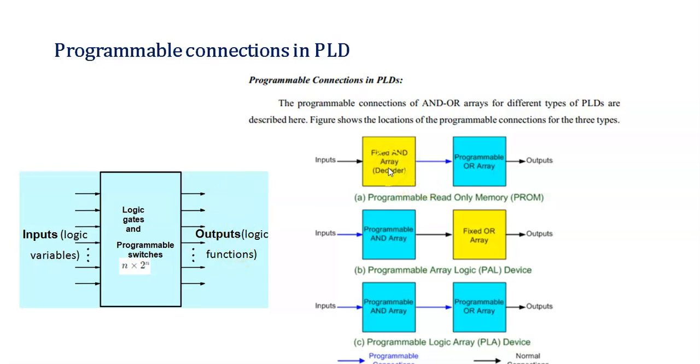Here you are able to see the AND array and OR array. Something is written: this is programmable, this is fixed, this is programmable, this is fixed, or both are programmable. That depends upon which type of PLD it is, whether it is PAL, PLA or ROM. Depending upon that, this programming ability will be different.